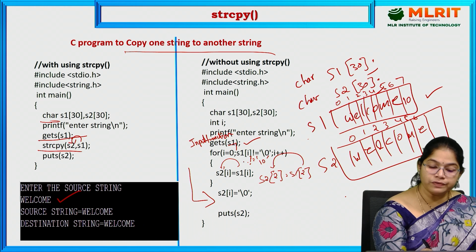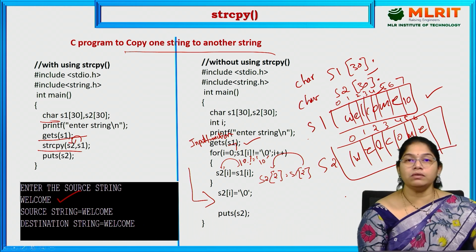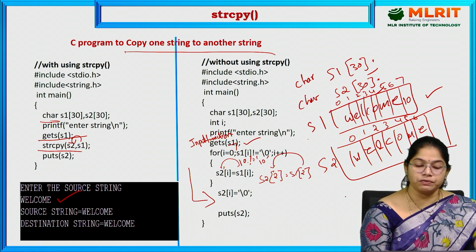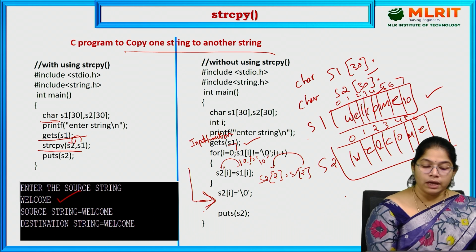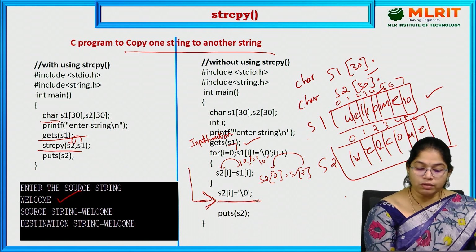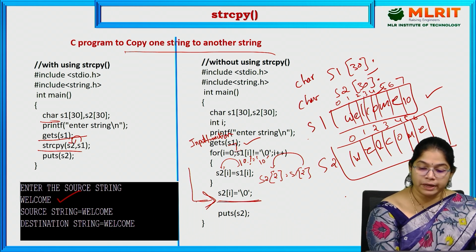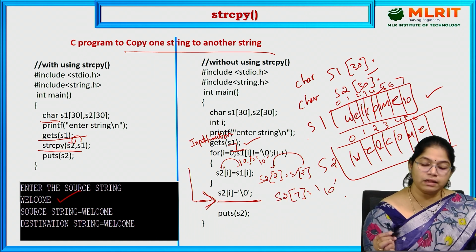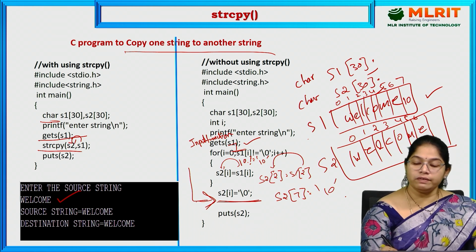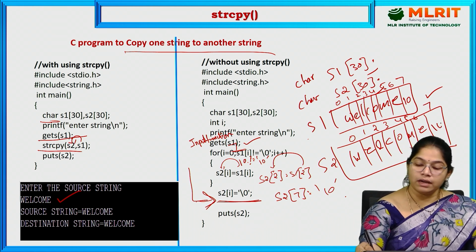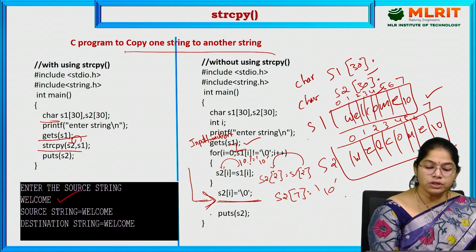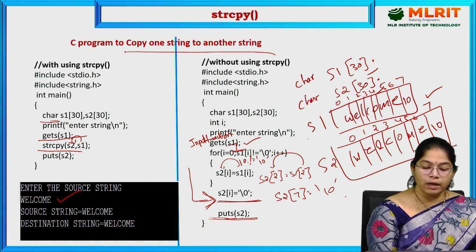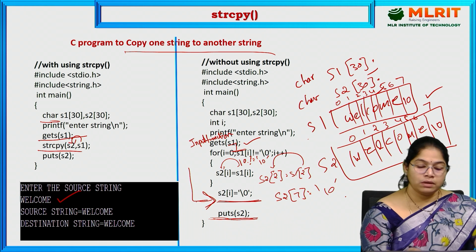In S1 of 7, we have a null. Null not equal to null, no. Now the condition is false, so the control comes out of the loop. Here, in S2 of I, that means I is stopped at the index 7. So, in S2 of 7, we are assigning the value as null because a string always ends with a null character. That's why. Now, to print the value which is copied in S2, I am using a function called puts. Puts S2.